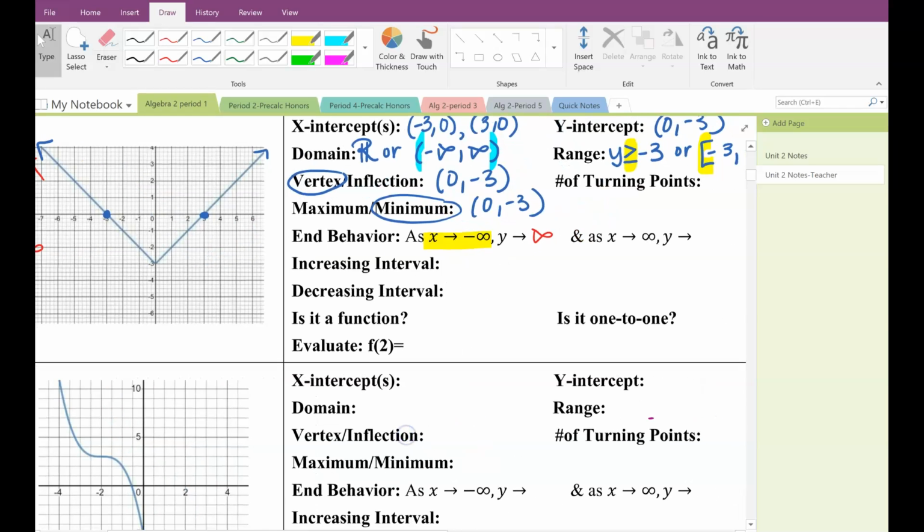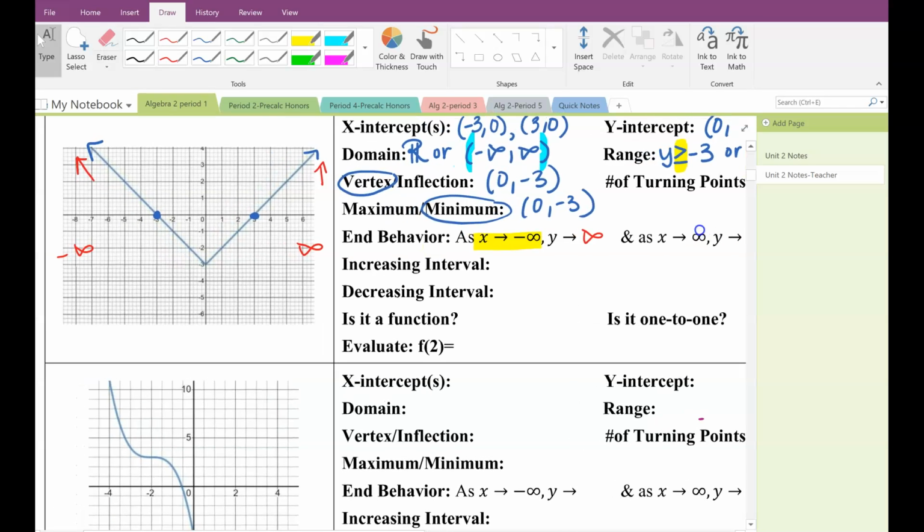Similarly, what's happening to y as x is going towards positive infinity? If x is going towards positive infinity, y is going up as well. And yes, both y's could be positive, and both y's could be negative.